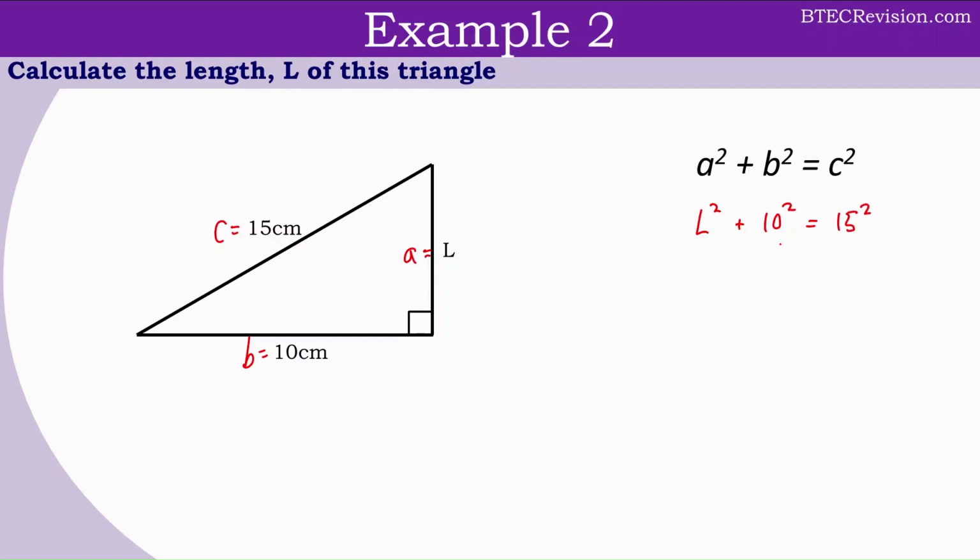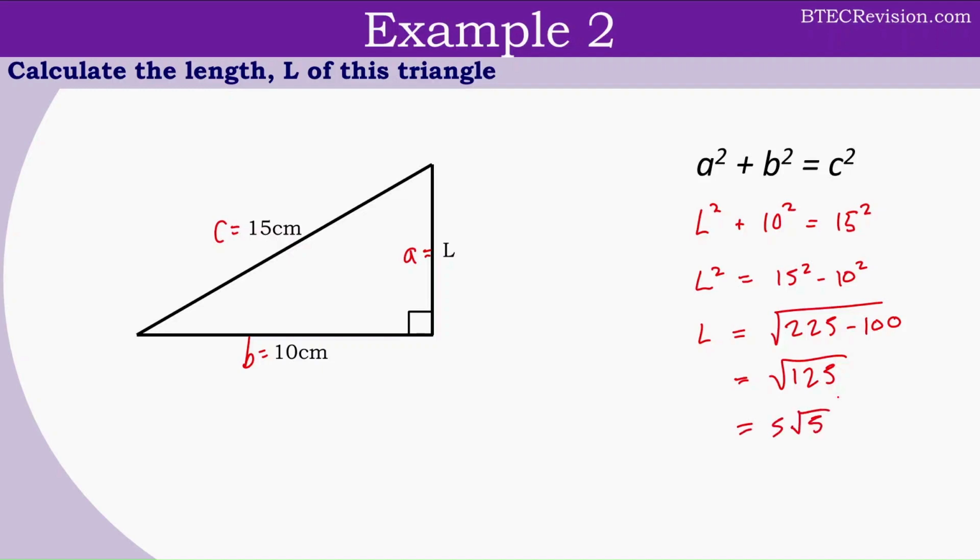Now, in this case, we'll have to rearrange for L, making L the subject. So we can say L squared is equal to 15 squared, take away 10 squared, and then finally we can square root. L is equal to square root of 225, take away 100, which is equal to square root of 125, which is equal to 5 root 5. And don't forget our unit, which is centimeters.